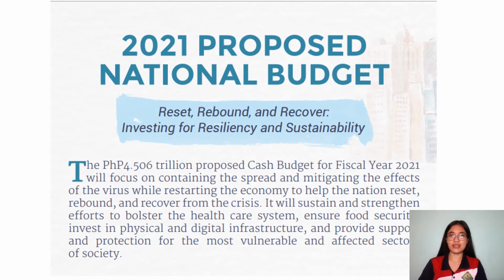So last month, the DBM released the 2021 proposed national budget. This will focus on containing the spread and mitigating the effects of the pandemic. It is entitled Reset, Rebound, and Recover, Investing for Resiliency and Sustainability. So it is around 4.5 trillion proposed cash budget for fiscal year 2021.